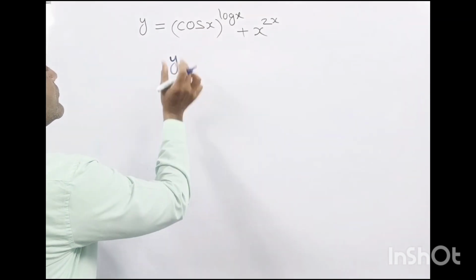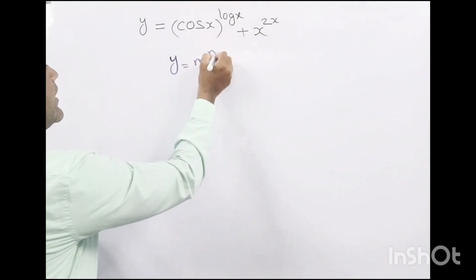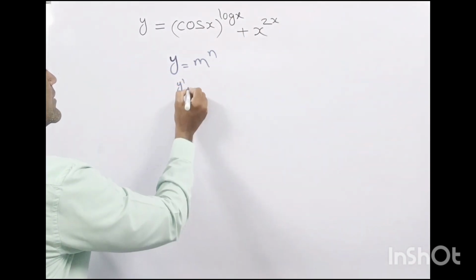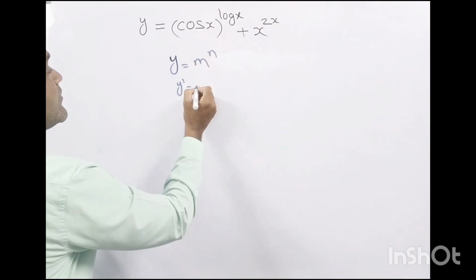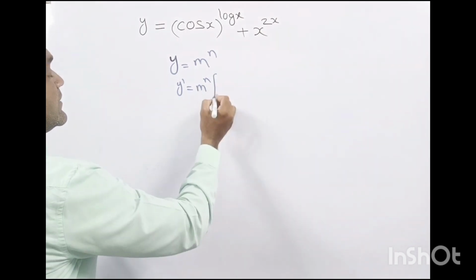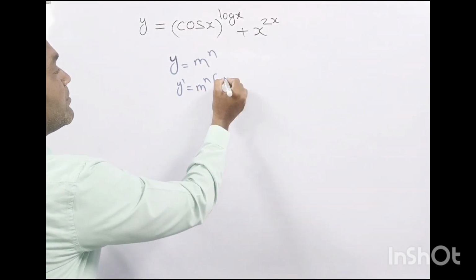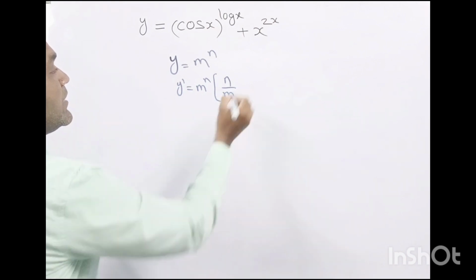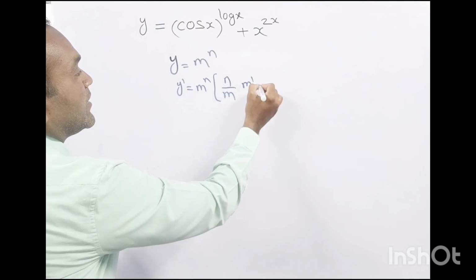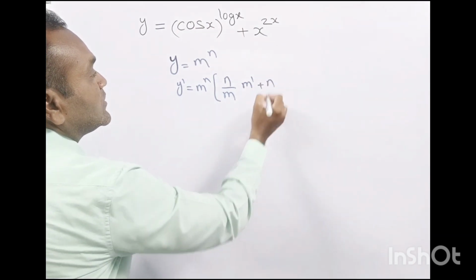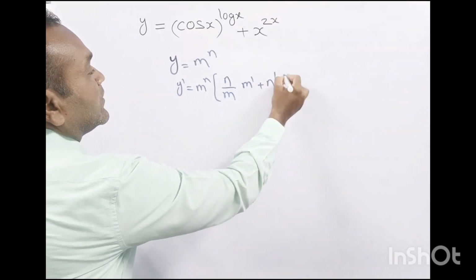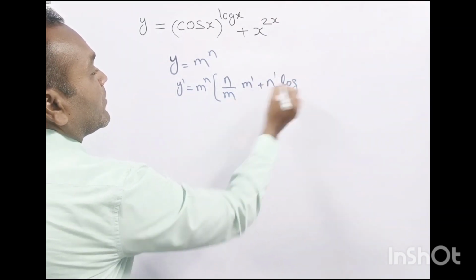If y is a function m power n, then dy by dx or y dash equals the same function, we will write m power n. Then we'll start a bracket, then n by m, then the derivative of this function, that is m dash, plus then after this we will use the derivative of n function, n dash, then log of m.